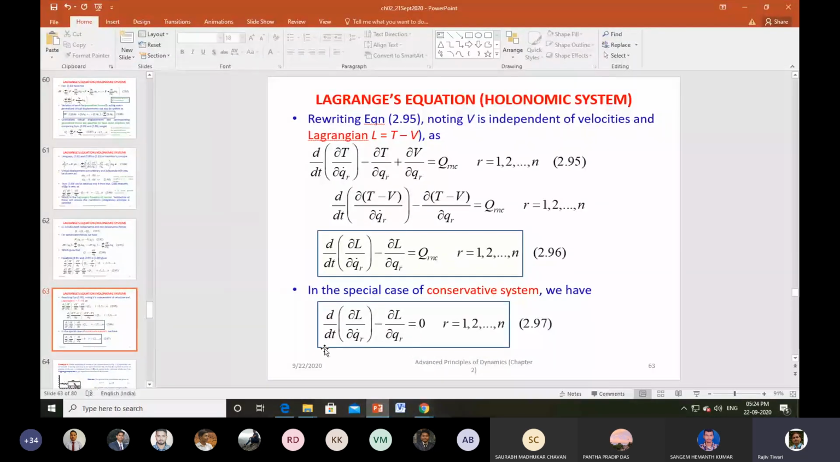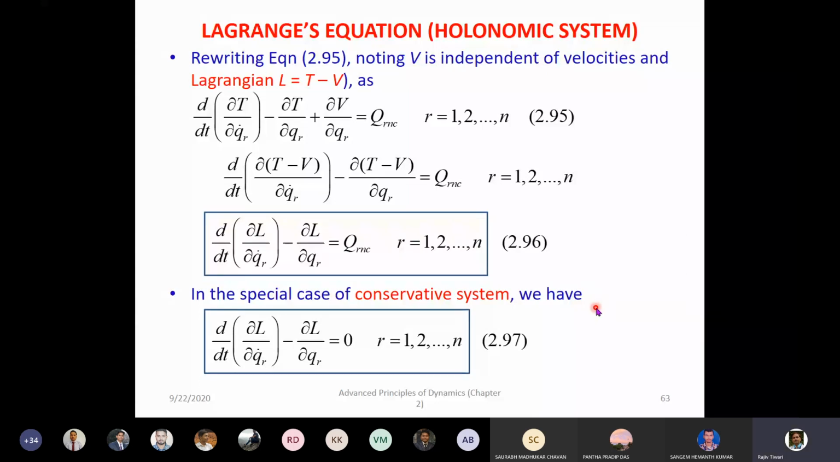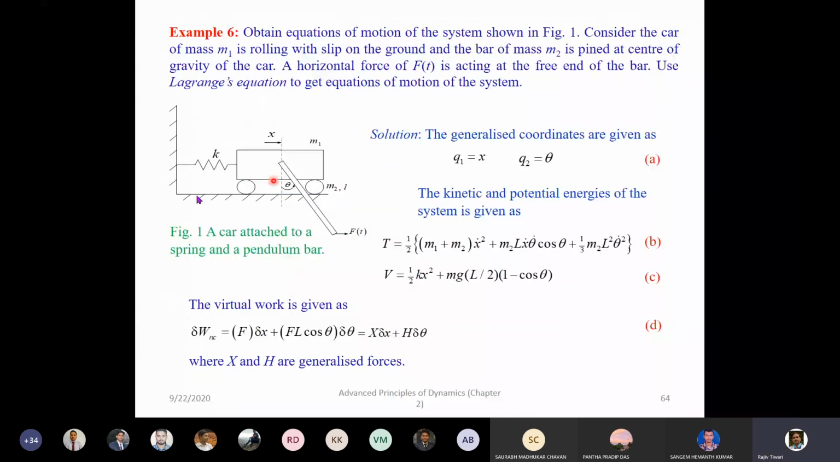I'll take a few examples. The first example is the same as we did for virtual work and Hamilton's principle, so that you can correlate how we obtained it earlier and now. We already obtained the generalized coordinates for this in the previous example. We also obtained the kinetic energy and the potential energy during Hamilton's principle, so the same kinetic energy and potential energy will be used here.